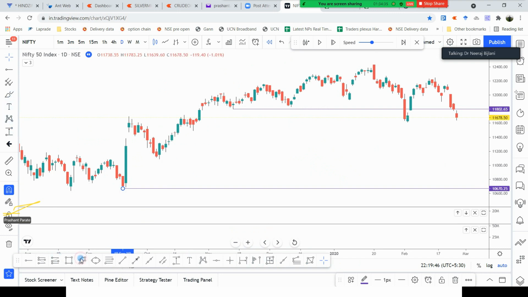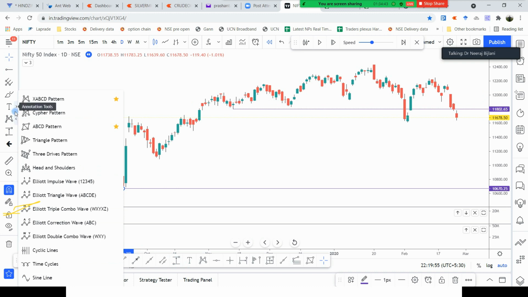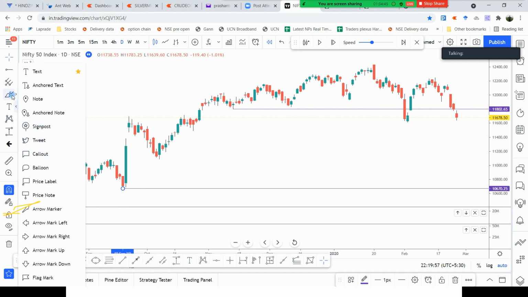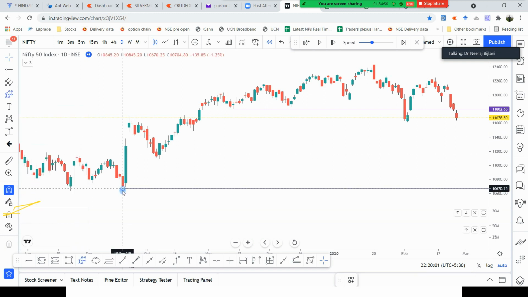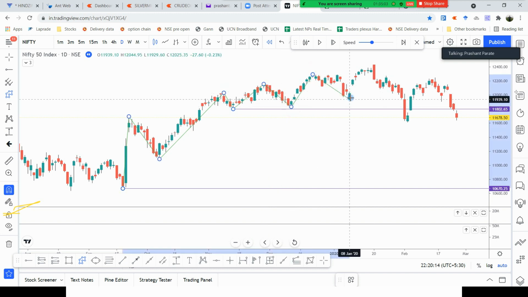For people who don't know, Nirmala Sitharaman is the finance minister of India. And this was the candle on the day of the budget, when the budget was announced. That is why it is famously or infamously known as the Nirmala Sitharaman candle, when the market suddenly shot up in one day. So this was an uptrend: higher high, higher low, higher high, higher low, higher high.